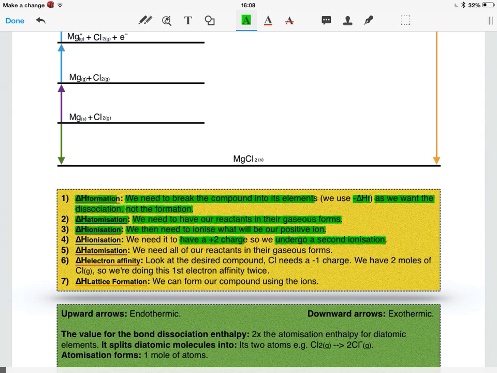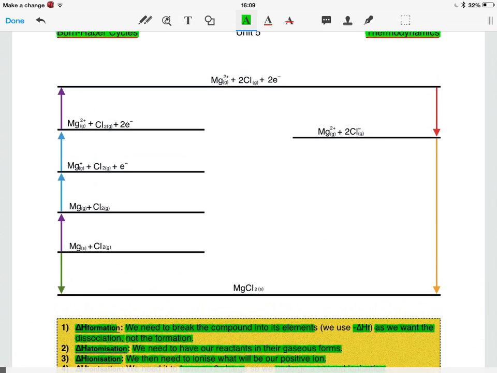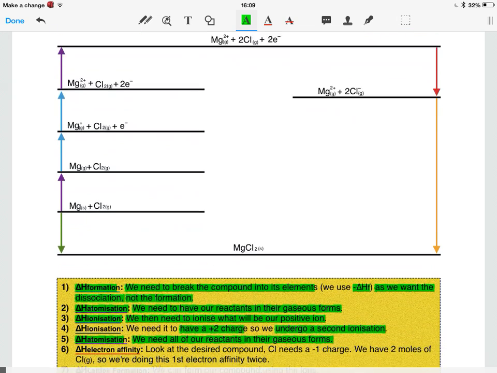Then, now we've got our magnesium all sorted, we need to look at our chlorine. So now we do another enthalpy of atomization, and that's because we need to look at all our reactants and they need to all be in their gaseous forms. Then, once we have the top row, we need to think, okay, now what do we need to do?